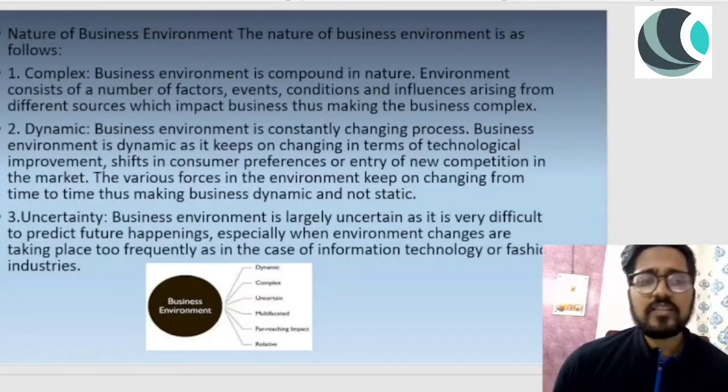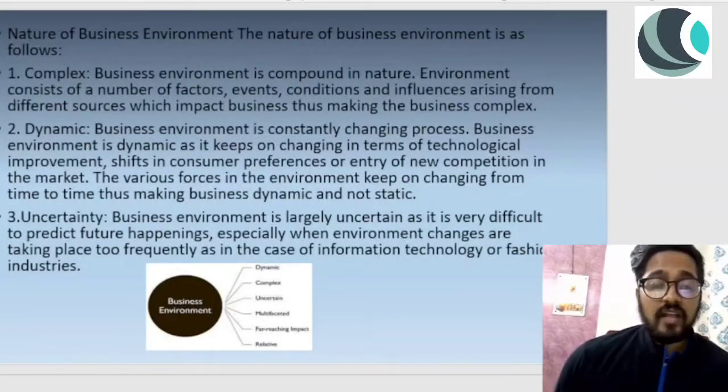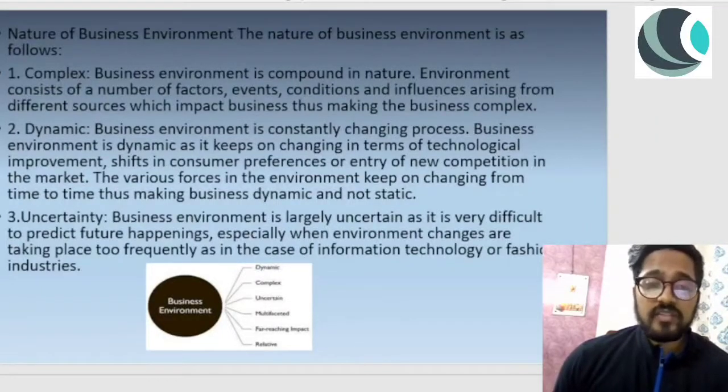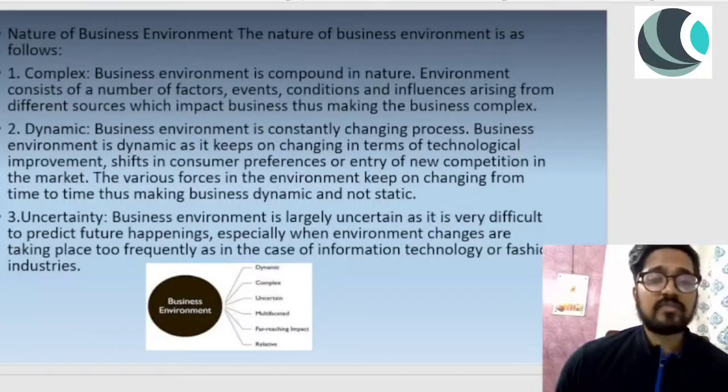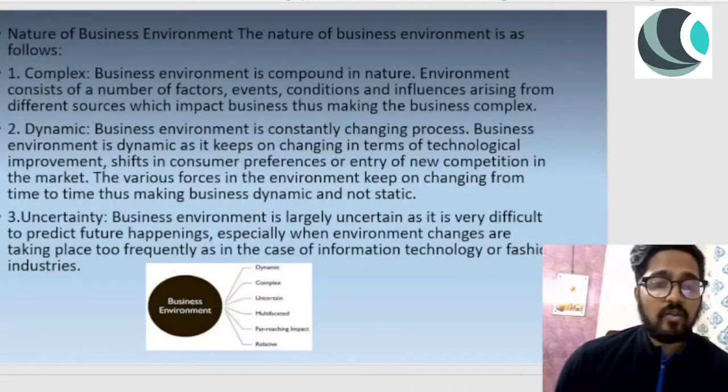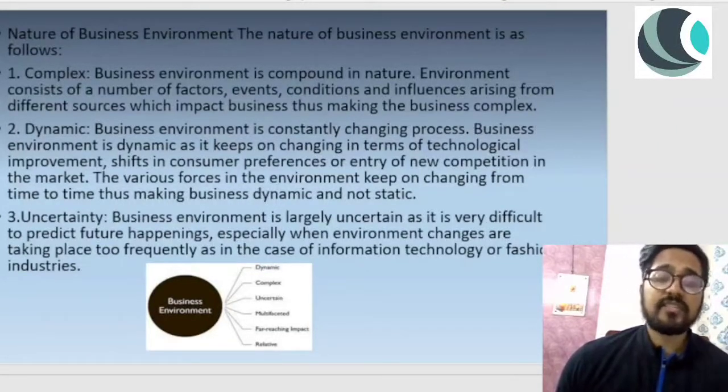Next up, it's going to be dynamic. Business environment has to be dynamic because it is a constantly changing process. The business that people used to do a decade ago is not the same now. There have been so many changes. Many businesses have switched from offline stores to online stores, due to the pandemic or any other reasons, because people see a future, a potential in there, right? So business environment constantly keeps on changing, so it is dynamic. You cannot say that business environment is static, it keeps on evolving, right? So it is the nature of the business environment that it keeps on changing.